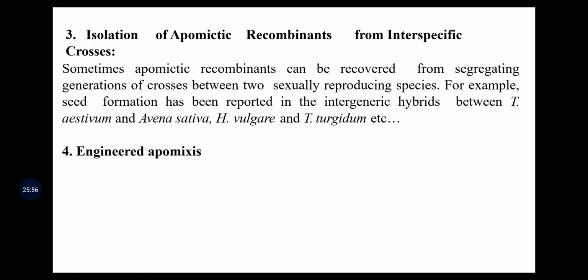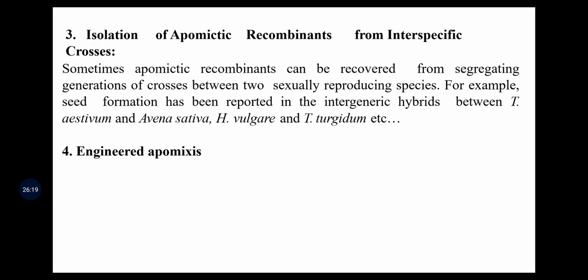Third approach is isolation of apomictic recombinants from interspecific crosses. In this approach, sometimes apomictic recombinants can be recovered from segregating generations of crosses between two sexually reproducing species. For example, seed formation has been reported in intergeneric hybrids between Triticum aestivum and Avena sativa, then Hordeum vulgare and Triticum turgidum, like that.